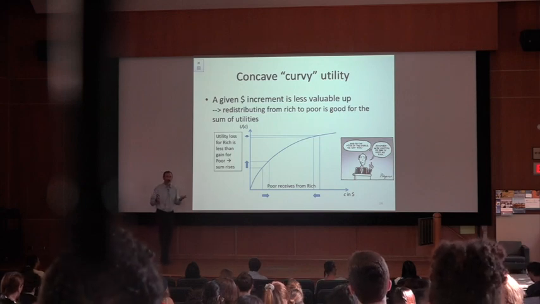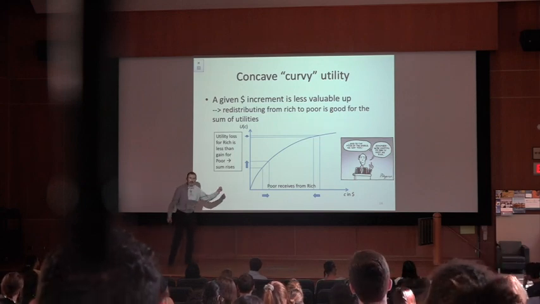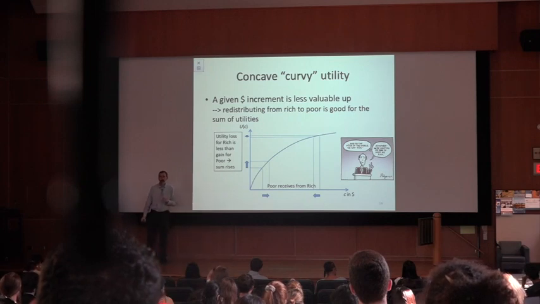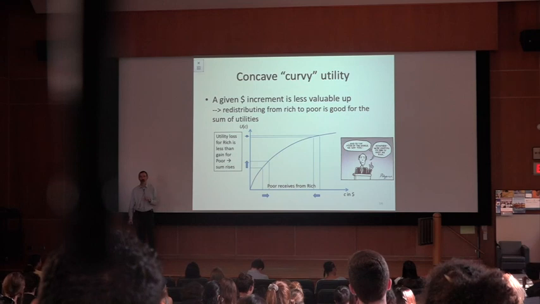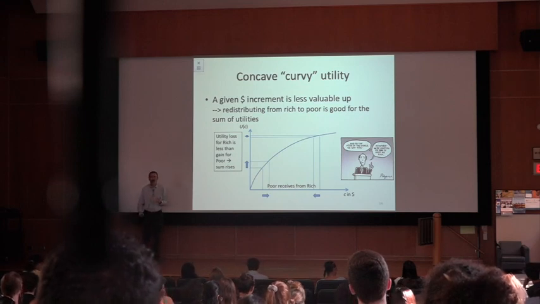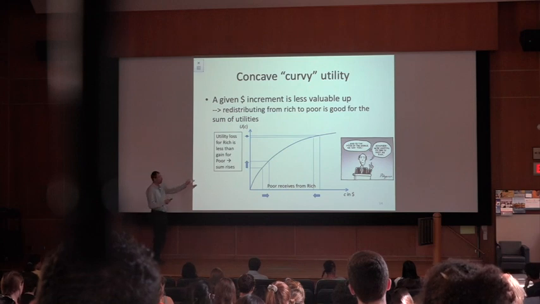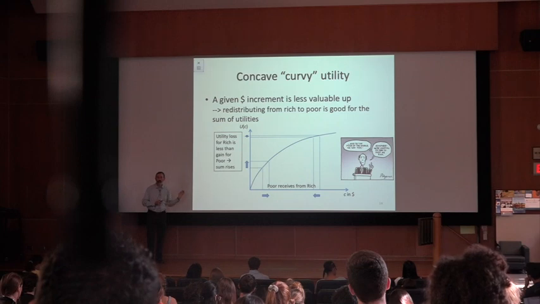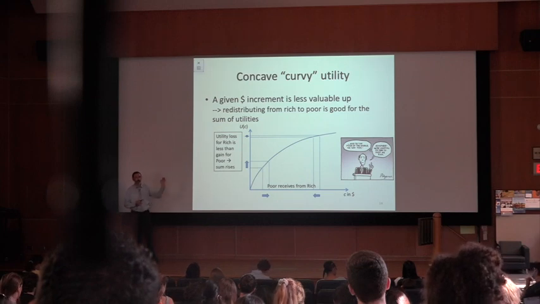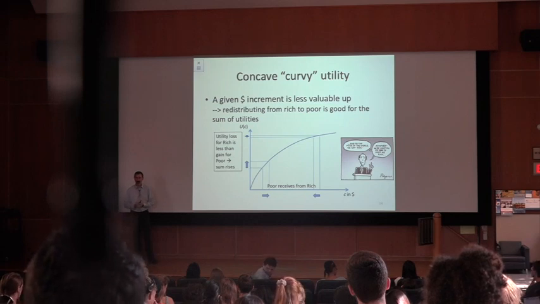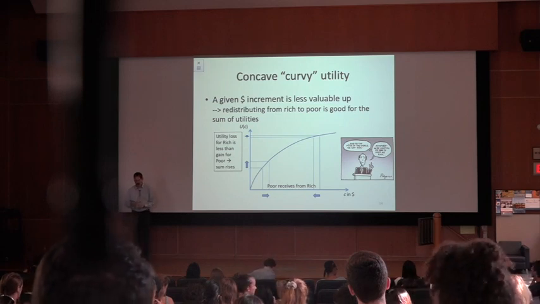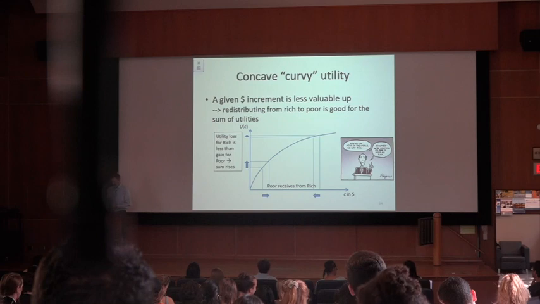So if your criterion is the sum of utilities, you will say that such a transfer is desirable when your function is curvy, when your function is concave, right? If you had a straight line, you wouldn't care because the gain in utility for one would be exactly the same as the loss in utility for the other. So it's the curviness of the function, the concavity of the function that really makes a difference here. Is that clear? Yeah? Okay, good.